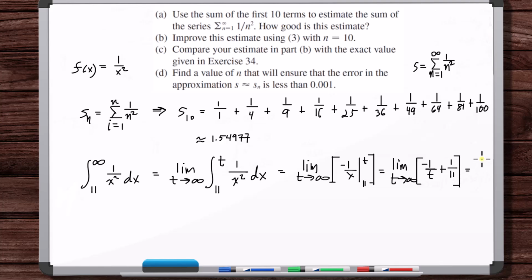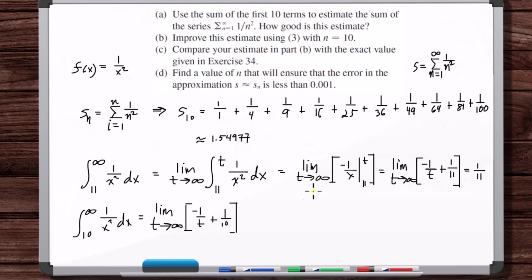So this is equal to 1 over 11. Okay, now from n to infinity, we can see this is just going to be equal to the limit as t approaches infinity of, right, exact same as what we just did. So, okay.